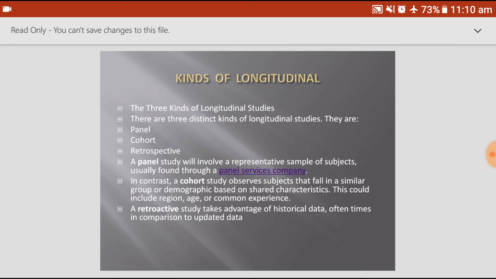Now, the kinds of longitudinal studies. There are three kinds of longitudinal studies: panel, cohort, and retrospective. A panel study will involve a representative sample of subjects, usually found through a panel service company. In contrast, a cohort study observes subjects that fall in a similar group or demographic based on shared characteristics. This could include region, age, or common experience. A retrospective study takes advantage of historical data, oftentimes in comparison to updated data.